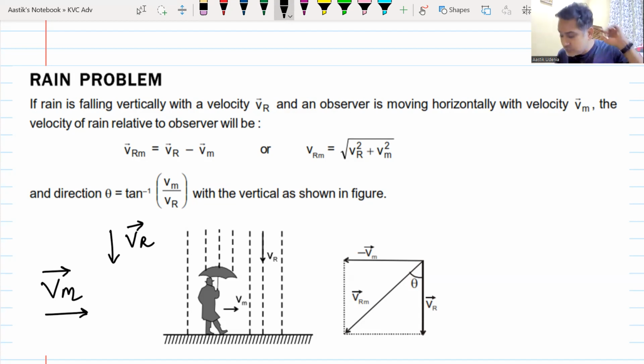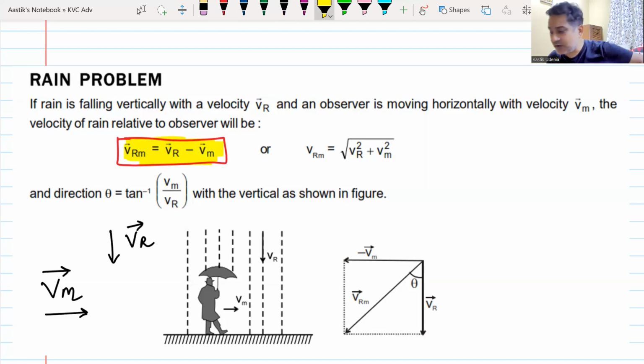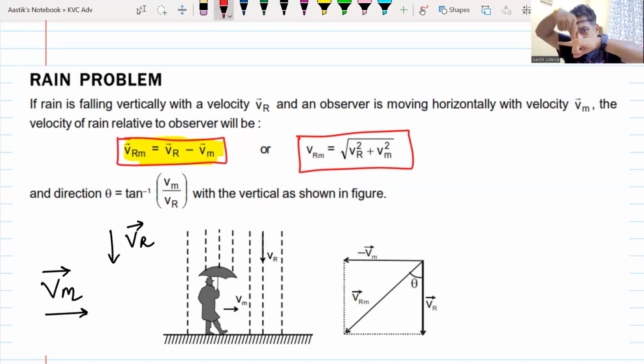Whatever question they ask, you always have to find out one thing, and that thing is the velocity of rain with respect to man. Do we understand this? And how do you find out the velocity of rain with respect to man? Velocity of rain minus velocity of man with respect to ground. Do we understand this? Yes, sir. If someone asks you to find out the magnitude, this is how you can find out the magnitude, because in this case both are at 90 degrees. So it is the square root of VR square plus VM square, that is the magnitude of velocity, yes or no?